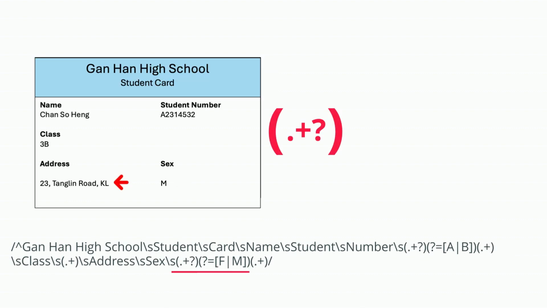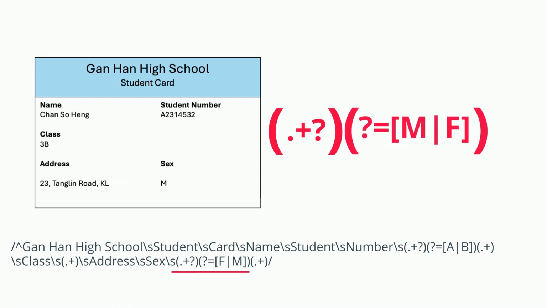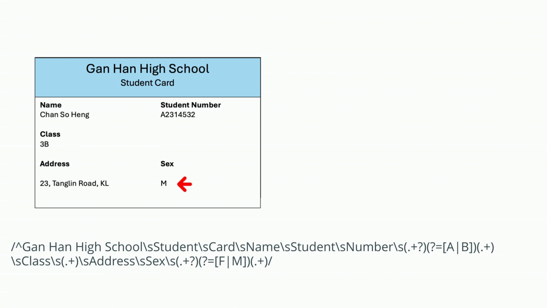Extract the address with a full stop and a plus, followed by a question mark. Indicate the question mark as M or F inside a square bracket. The last information, M, can be extracted with a full stop and a plus inside a bracket.